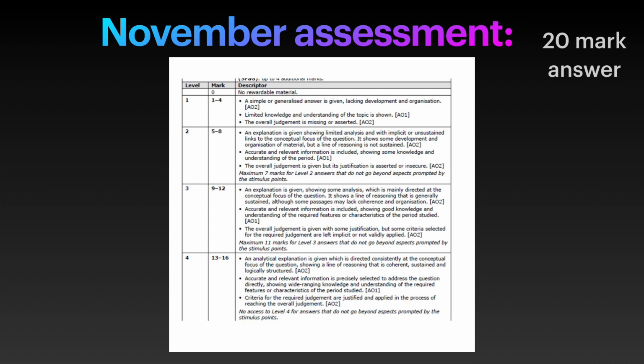So you've created a criteria for judgment. So you are coming up with an answer to the question. So what is it that this factor does? And you're giving accurate and relevant information. Now, one of the key things when you get your paper is to quickly highlight on your question what it is asking you to do.